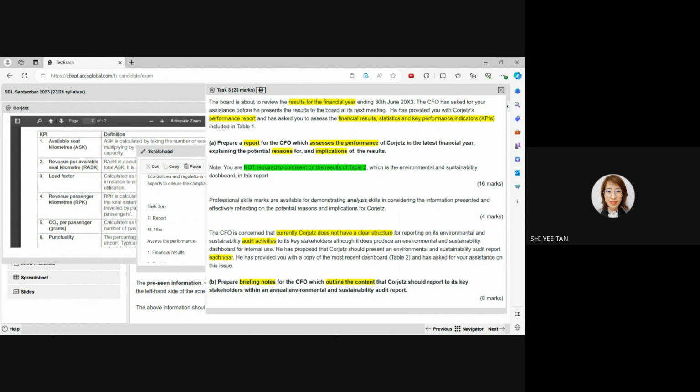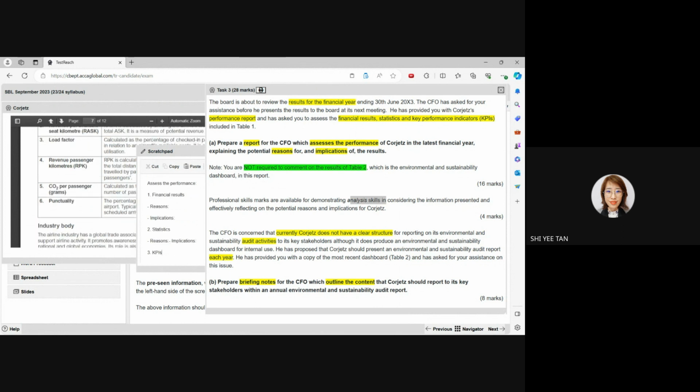But there's a note for you. You are not required to comment on the result of table 2. So we don't touch the environmental and sustainability dashboard. Remember that. No surprise, your professional skills mark is about analysis skills. This is A. If you want to remind yourself, for financial result, you're supposed to tell the reasons and also implications. Then again for statistics, you tell also these 2. Then for KPI, also these 2. You can write down first, so you can remind yourself.